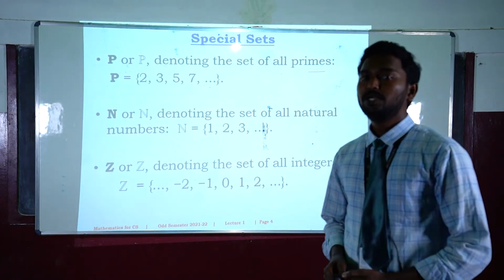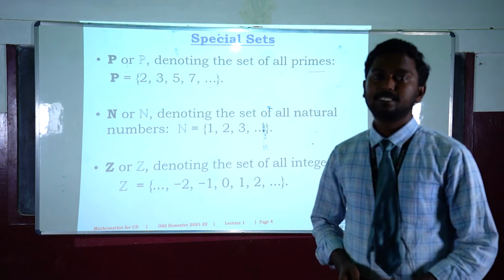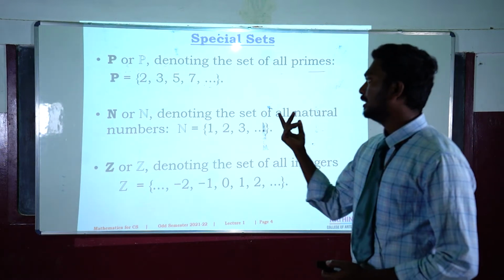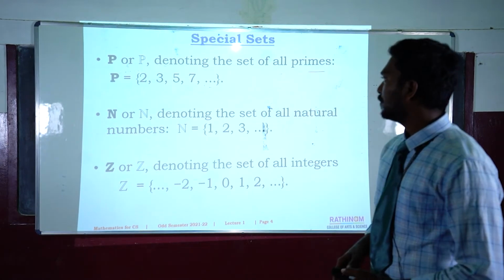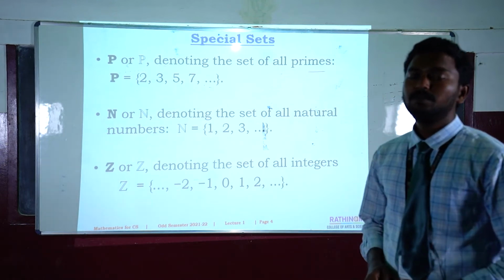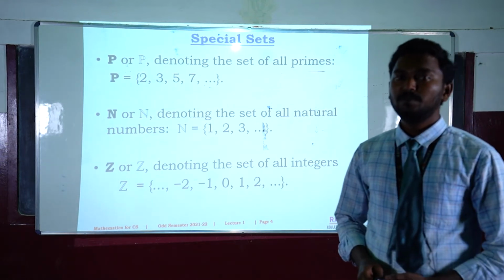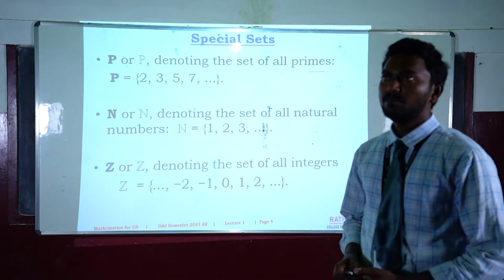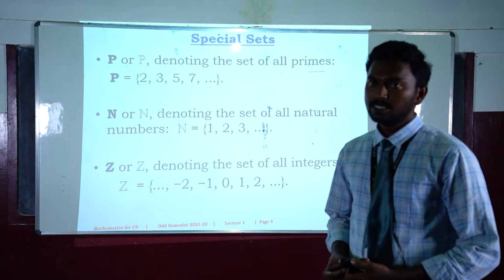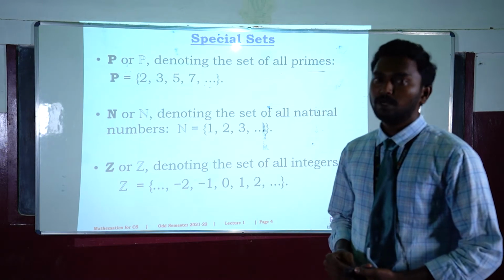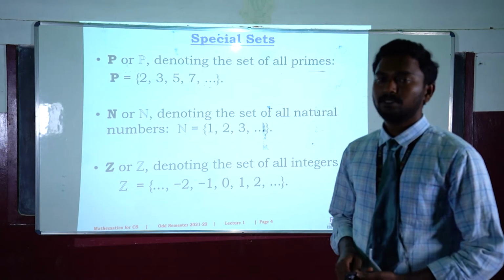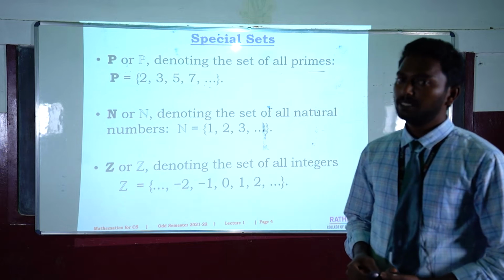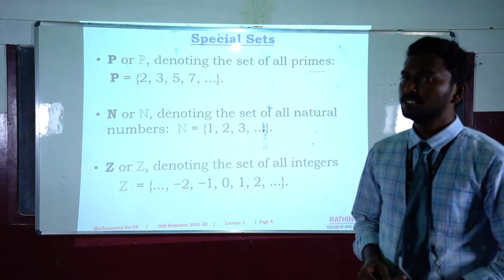Now we are going to see some special sets. Here P denotes the prime numbers. Before that, you should know about prime numbers. What is a prime number? A prime number is a number divisible by only one and itself. All other numbers are called composite numbers.